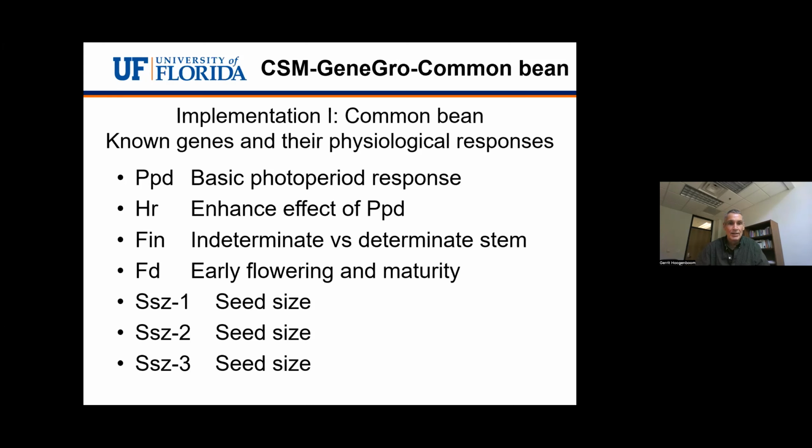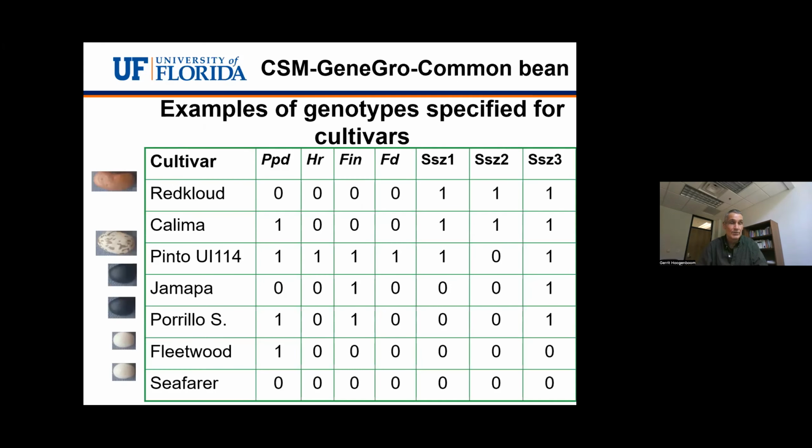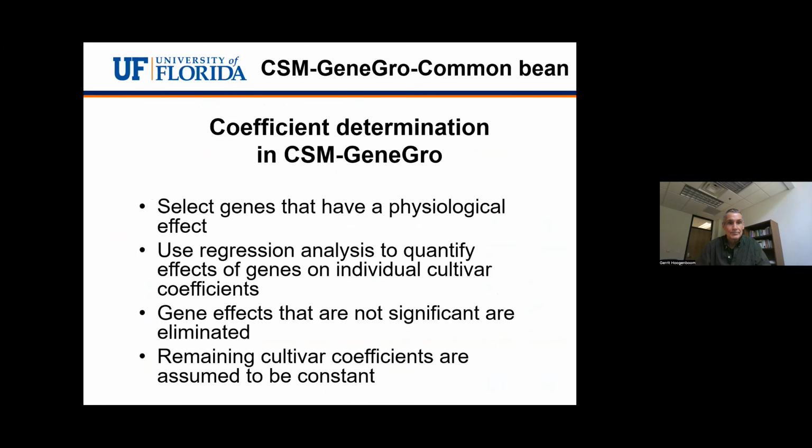So the underlying idea of this approach, and it's still relevant today, although this was done quite a few years ago, is if you have a particular cultivar, and it's shown here, you see some cultivars for dry bean, Redkloud and Kalima. And if you know the gene map of that particular cultivar, you can actually then define that this particular gene is dominant or recessive, shown here through zeros and 1s. And you can use that as a direct input in the crop modeling system rather than having to estimate some of these cultivar coefficients. So then we try to use that as an input into the crop model.